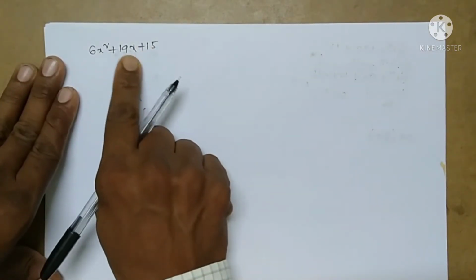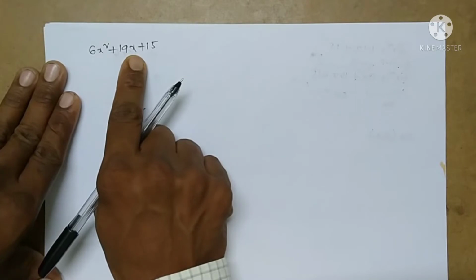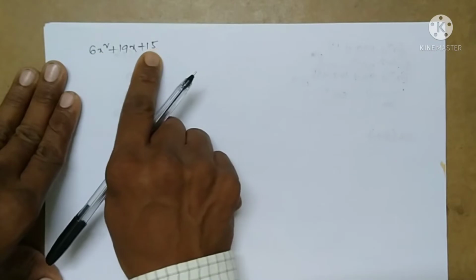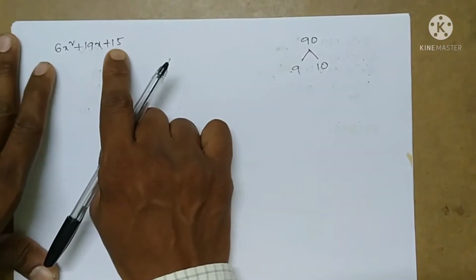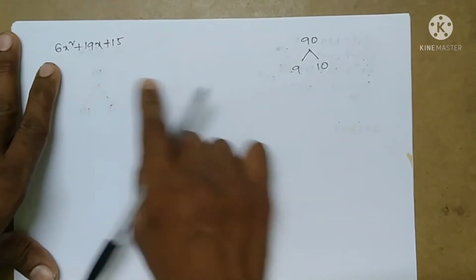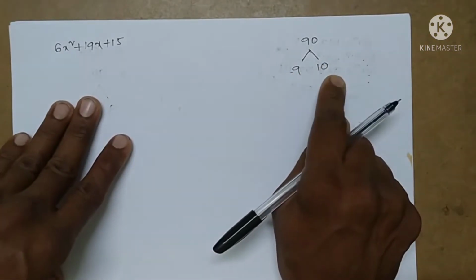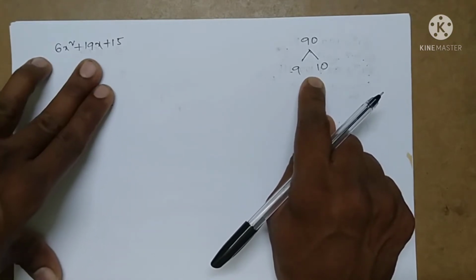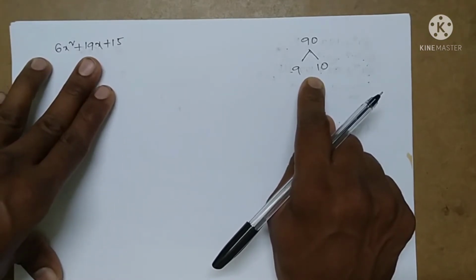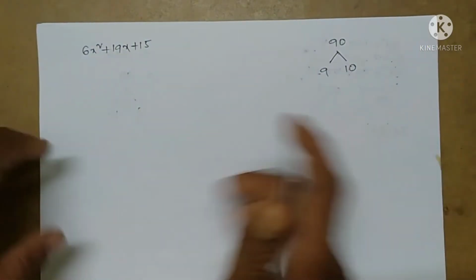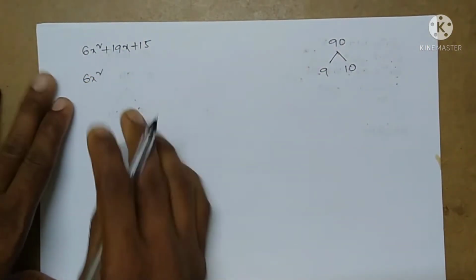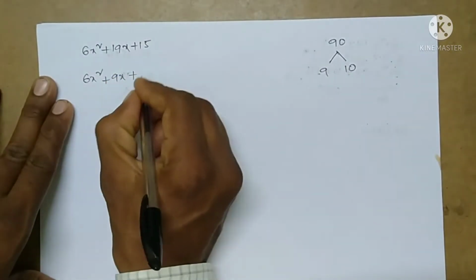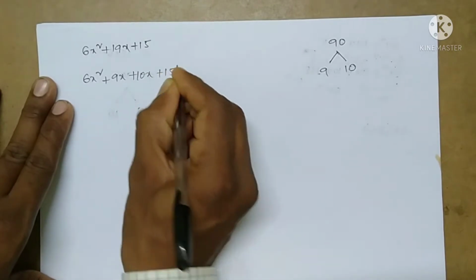So here, split the middle term into two terms combination. The x square coefficient is 6, the constant term is 15. So here 15 times 6 is 90. The factors of 90 are 9 and 10, and the sum of 9 and 10 is 19. It satisfies the middle term. So here 6x square plus 9x plus 10x plus 15.